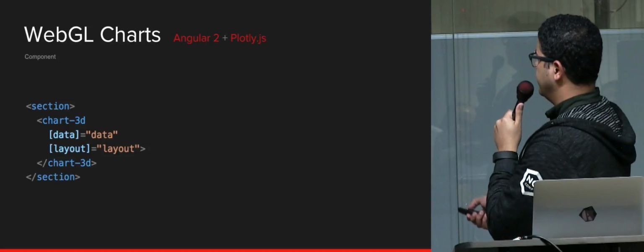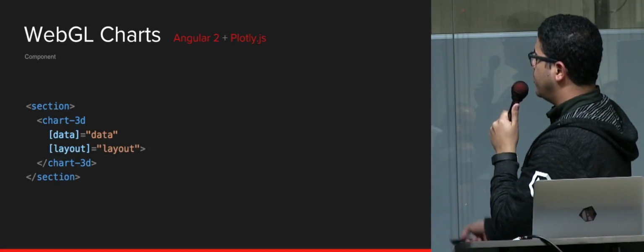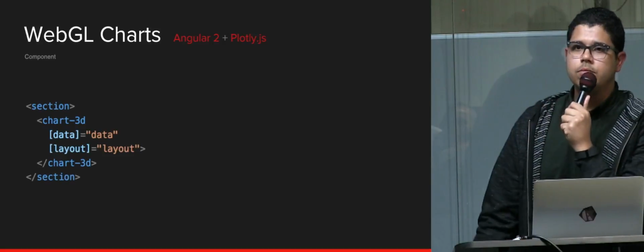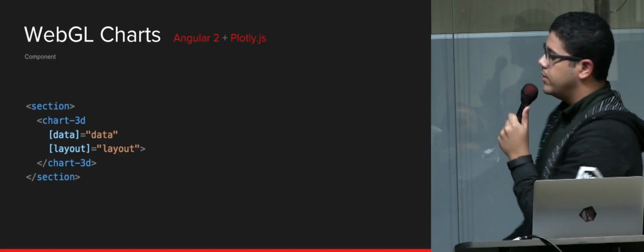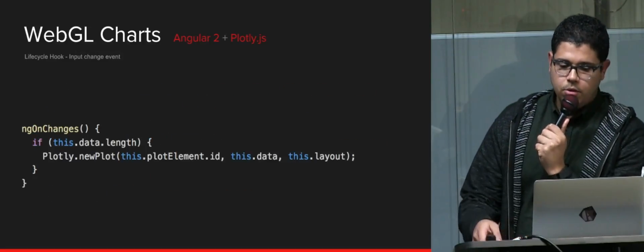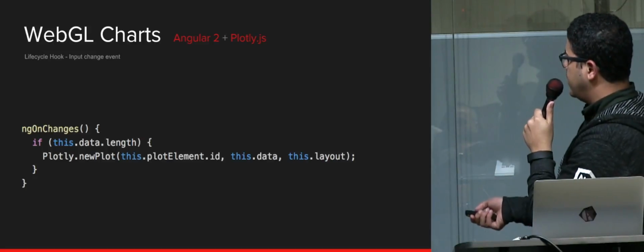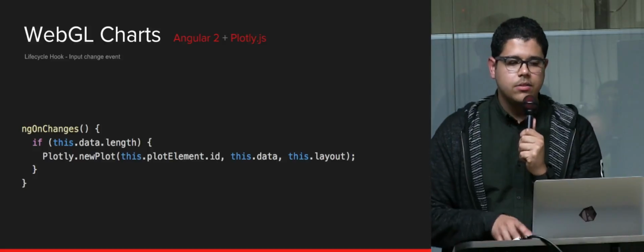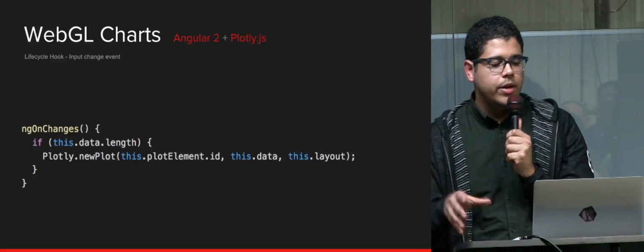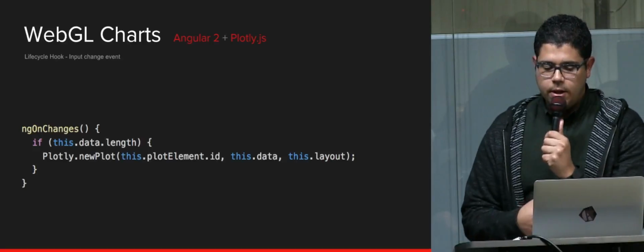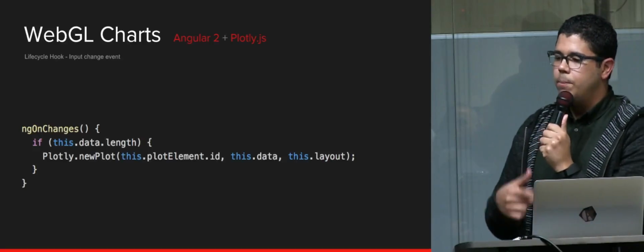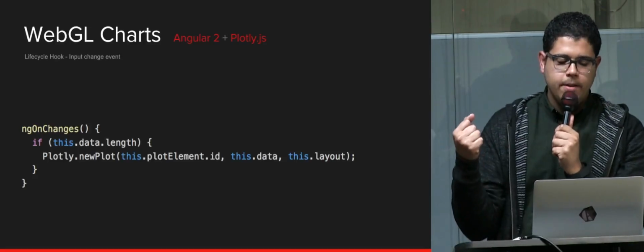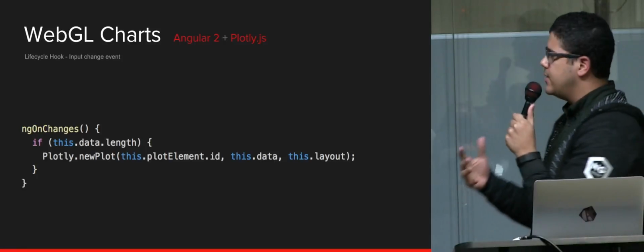So depending on the context or where this component is being used, data is going to be bound. Layout the same. So we're creating a new plot with the plot ID, with the data and the layout that we need. Now, you actually don't want to create a new plot every time the data changes. In this example, when the component initializes, data doesn't have any value, it makes an index request, it gets the data, and then the data changes. So this is why I'm using it in this example.